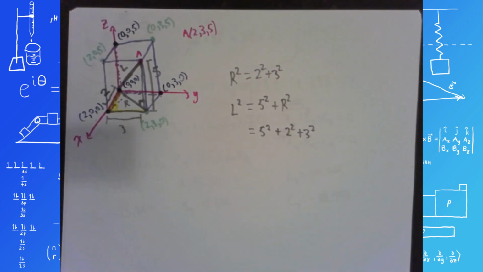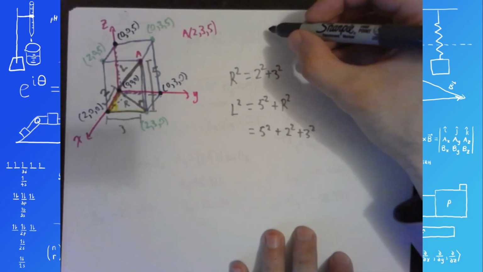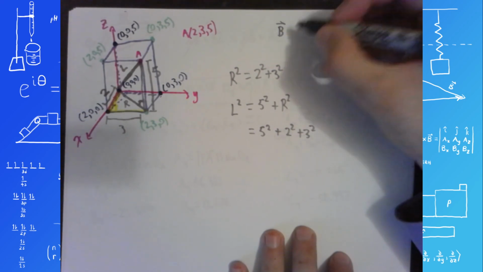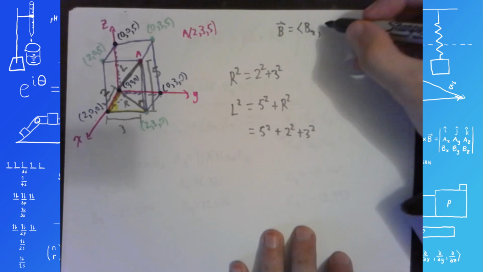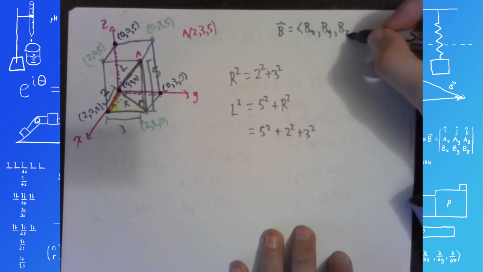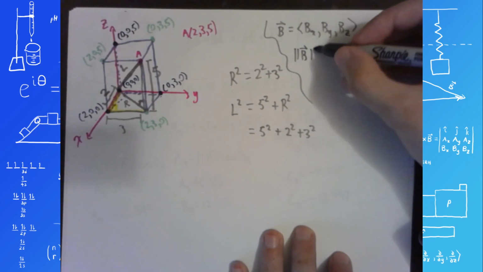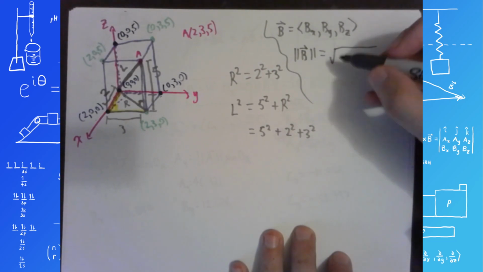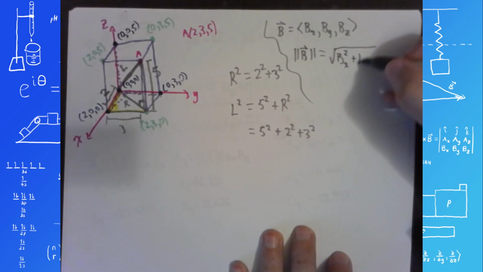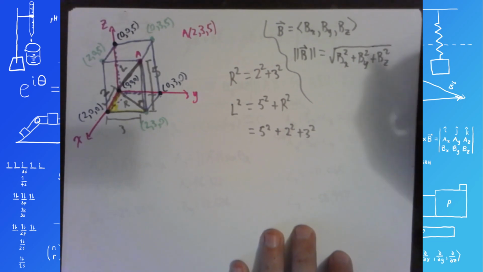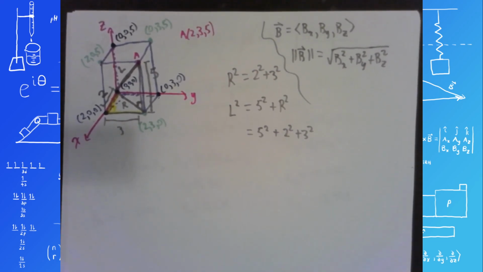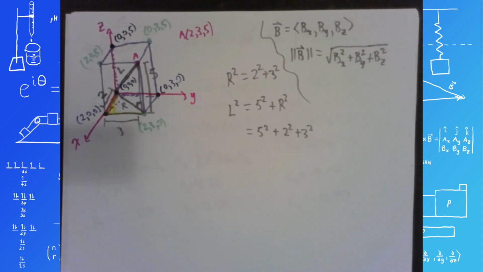So this shows you that the Pythagorean theorem still works in three dimensions, which is good because this is what we're going to use to calculate the magnitudes of our vectors in three dimensions. If I have a vector, let's call it vector b, for example, with components bx, by, and bz, then the magnitude of b can be calculated by taking the square root of bx squared plus by squared plus bz squared. Just like how you would do it in two dimensions, just adding one more term under the square root.